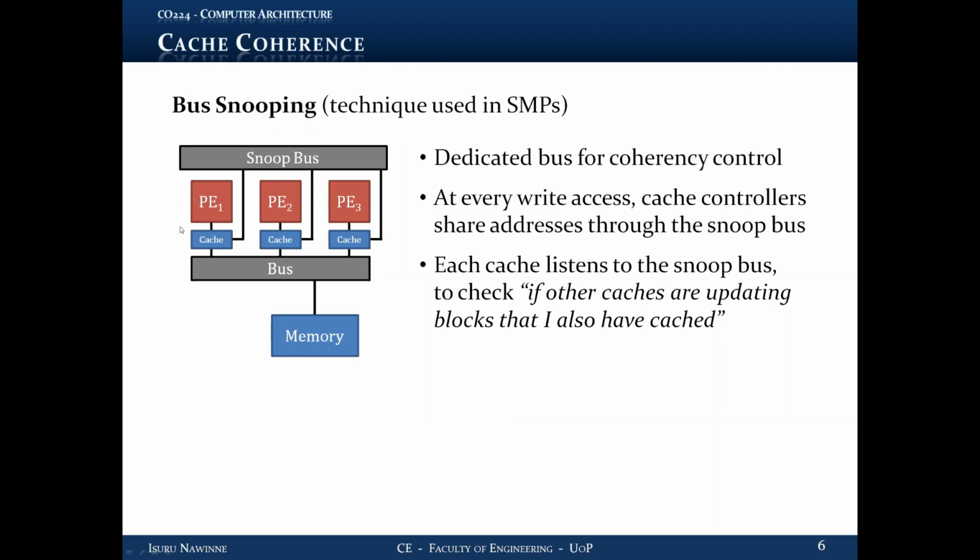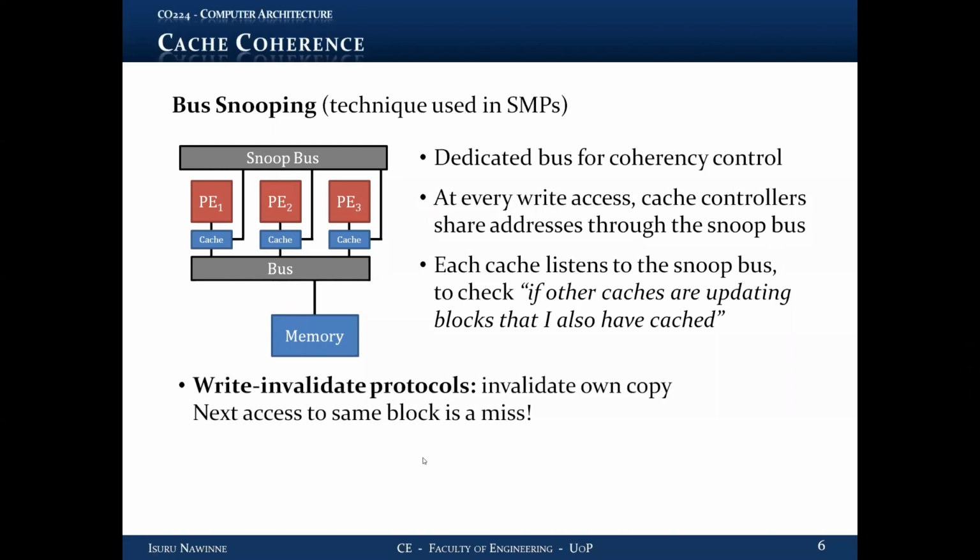Whenever a cache receives a write to any address, that information is shared through the snoop bus with other cache controllers. Other cache controllers, seeing this information, check their own storage to see if we also have the same address cached. If we do, then we need to do something about it. And this something can take different approaches. One of the most common ways is to invalidate our own copy.